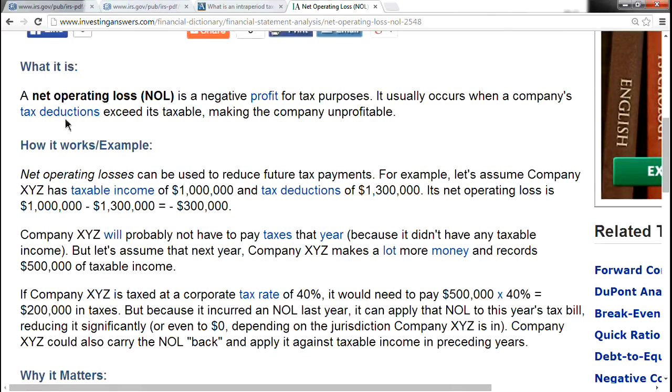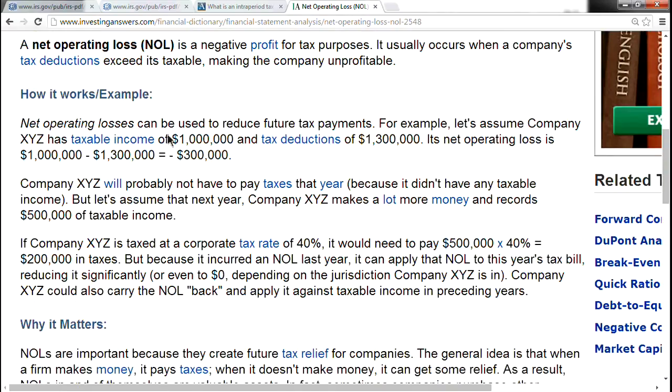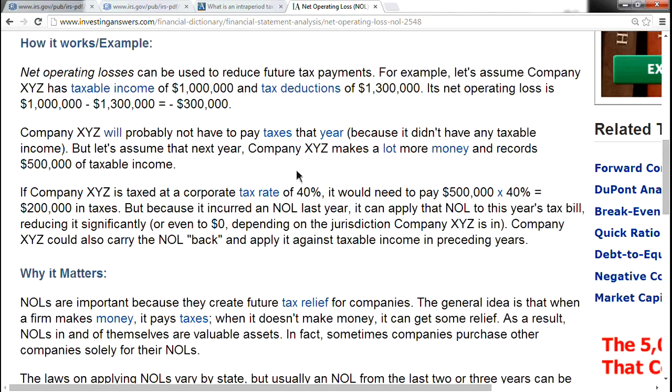I thought this was a fairly good example for us to look at. They have a great definition here. It says a net operating loss is a negative profit for tax purposes. It usually occurs when a company's tax deductions exceed its taxable income, making the company unprofitable. And we can see here how it works. Net operating losses can be used to reduce future tax payments. For example, let's assume company XYZ has taxable income of $1 million with tax deductions of $1.3 million. So as we can see here, there's going to be a $300,000 loss, right? $300,000 loss. Company XYZ will probably not have to pay taxes that year.